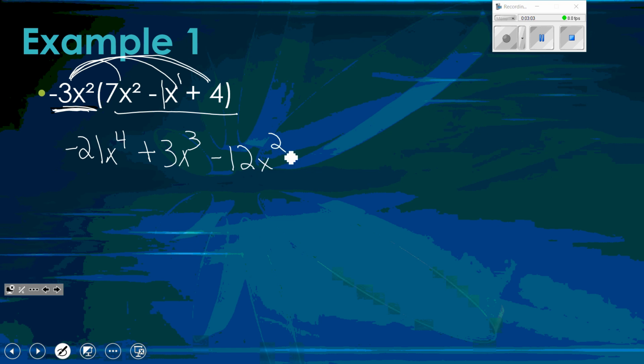Here's my question of the day. Can you add these? No. Based on what we learned yesterday, you can only add things that have a degree of 4 with other x to the 4ths. x cubes with x cubes, x squares with x squares. They don't match. You can't add them. So you're done. Okay? That's all it is. So let's see if you can do this one by yourself. Okay? Try that one by yourself.